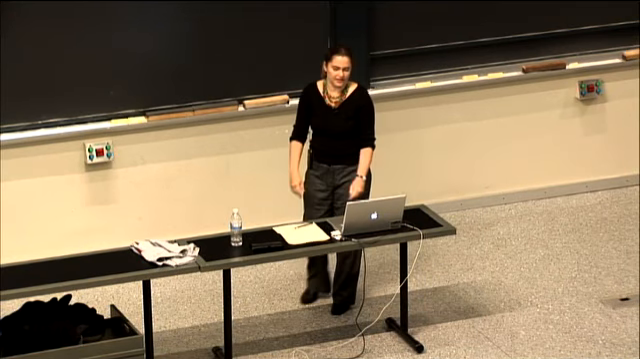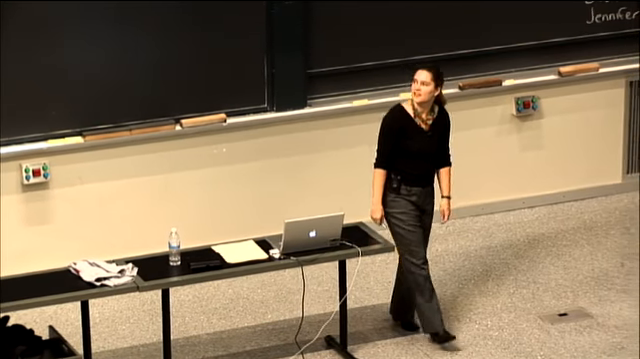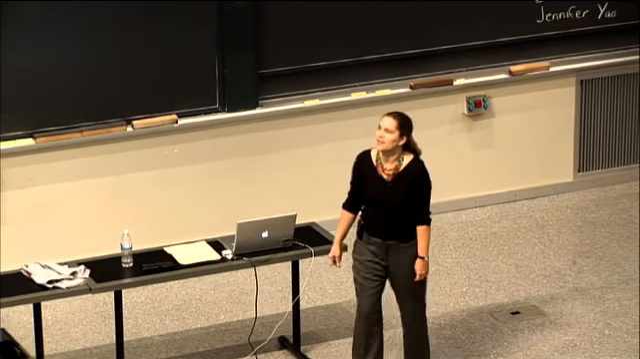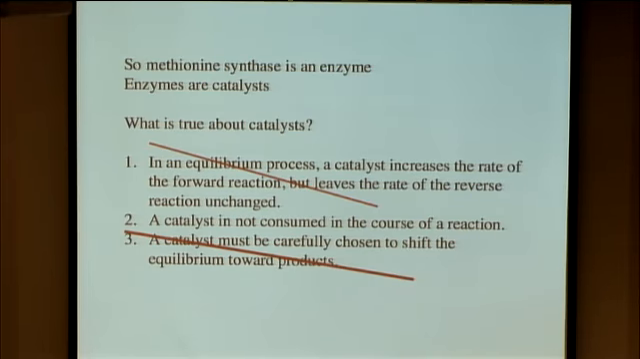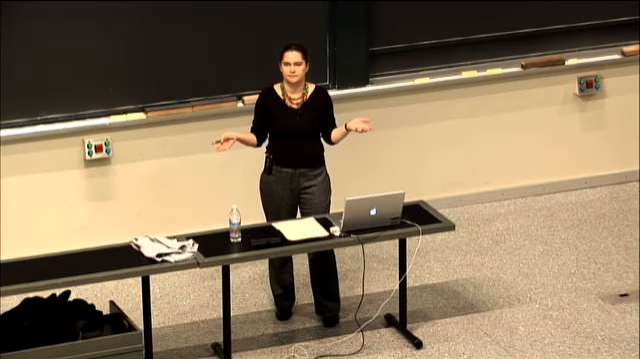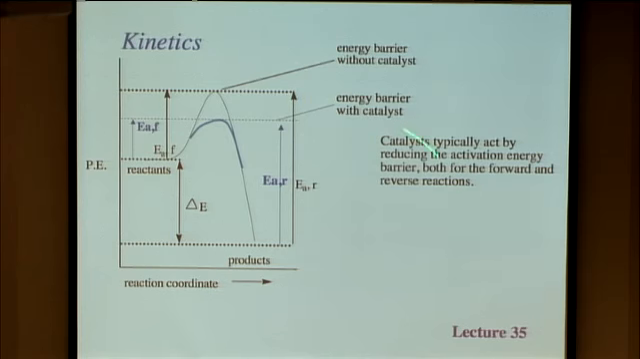All right, so going back to the notes, statement 2 is true. Catalysts work by lowering the activation energy barrier for both the forward and the reverse reaction, so both rates would be changed. And also, catalysts are not going to affect the thermodynamics. They're not going to shift the equilibrium toward products. What's something that you could use to shift an equilibrium toward products or reactants? Temperature, yeah. So just a little review of kinetics.